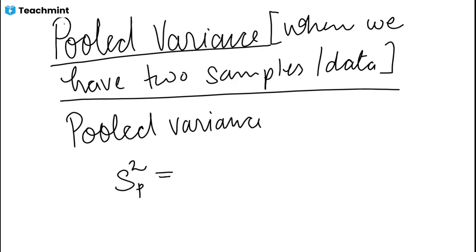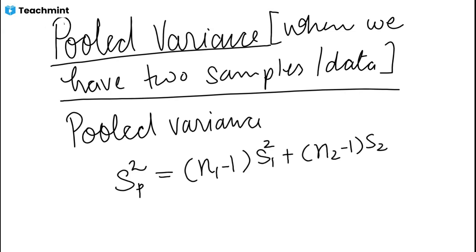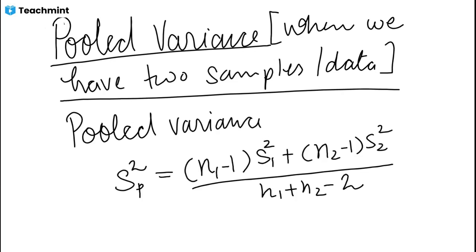Okay, sorry. So pooled variance, I'm telling you, is used when we have two data sets or samples. I'm just checking your symbols. Okay, as s p square. So here they are using s for both. It means n1 minus 1 into s1 square plus n2 minus 1 into s2 square, over n1 plus n2 minus 2. Okay, this one.